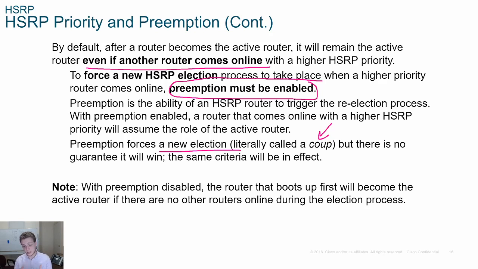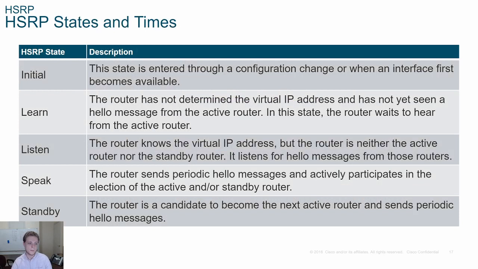So if preemption is disabled, then whoever is the active router will stay the active router until it goes offline.